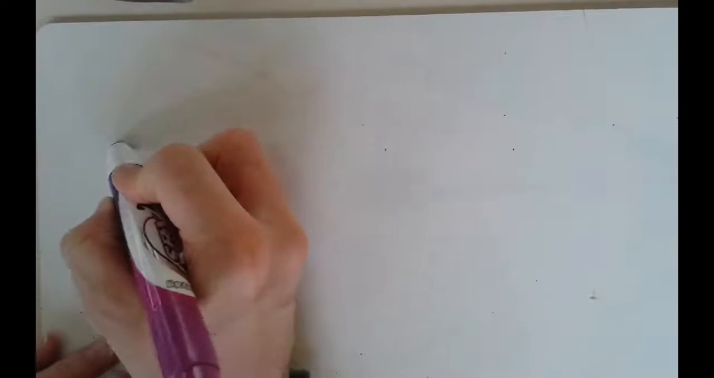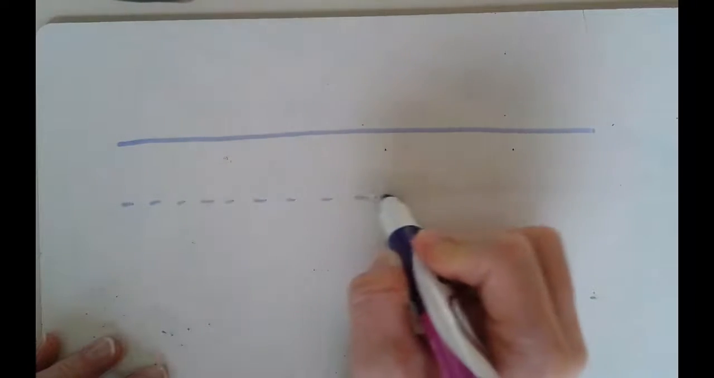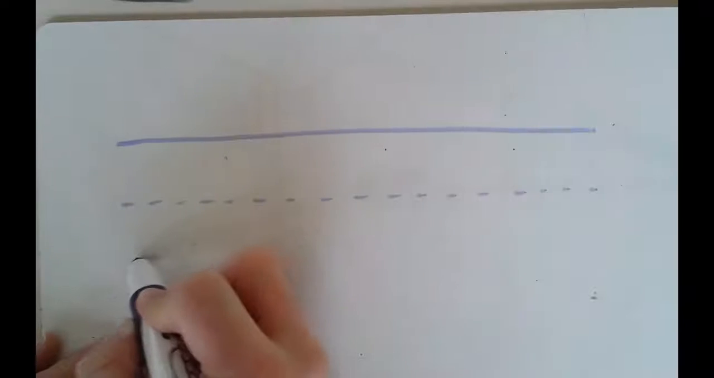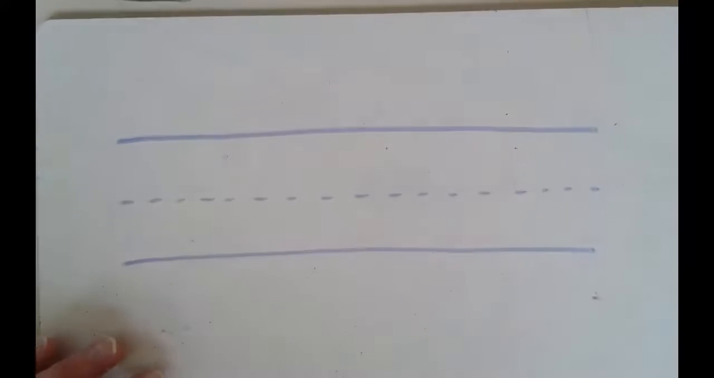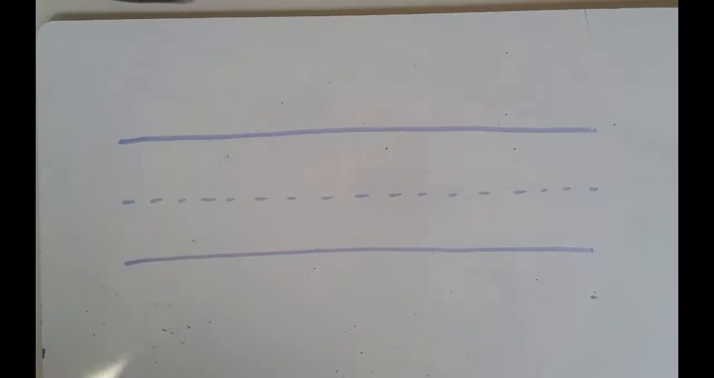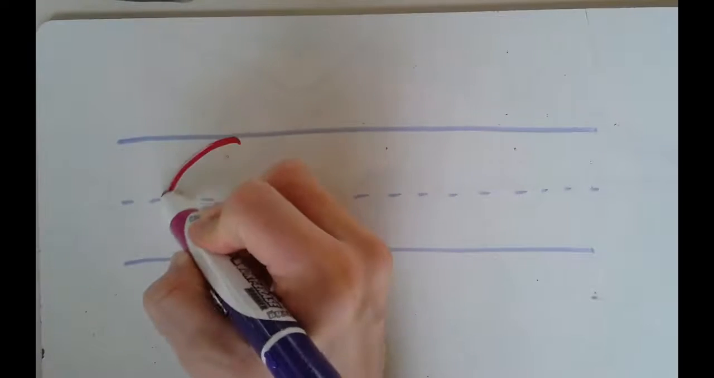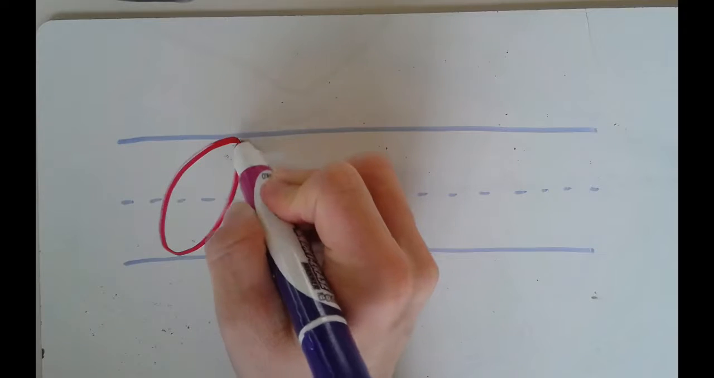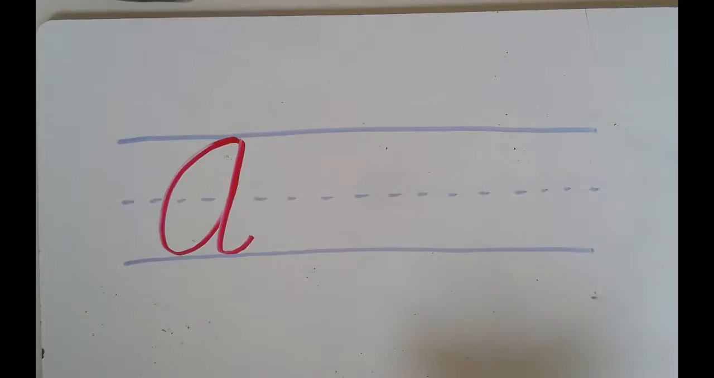So if I were to draw the dotted lines so that you could see the top line and the middle line and the bottom line, you'll be able to see here how the capital cursive A looks. So I start at the very top, I come down and around, back up to the top, and I make a hook. And that's just a capital cursive A.